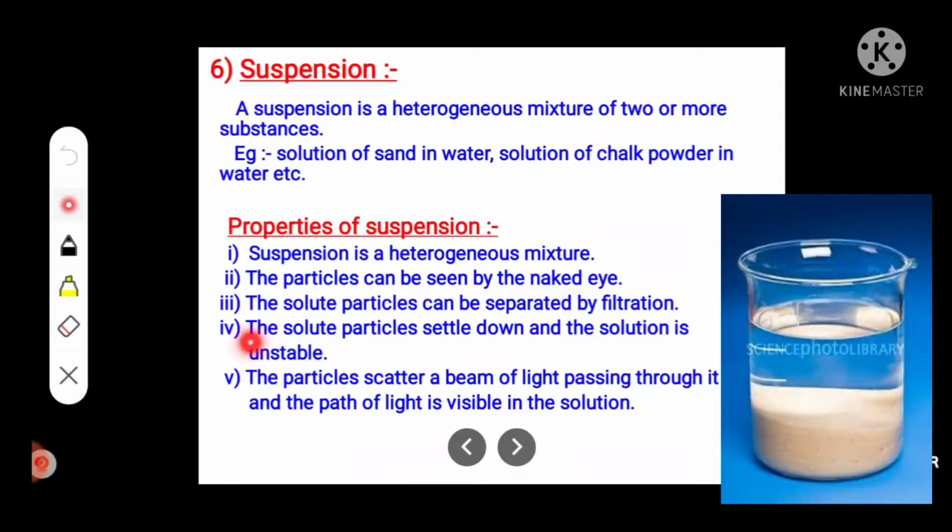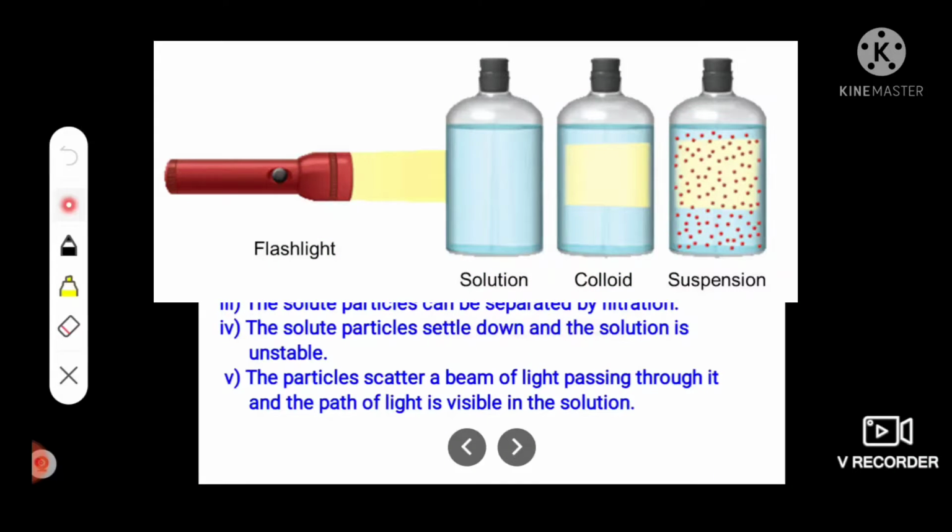The solute particles can be separated by filtration. The solute particles settle down and the solution is unstable. The particles scatter a beam of light passing through it, and the path of light is visible in the solution.